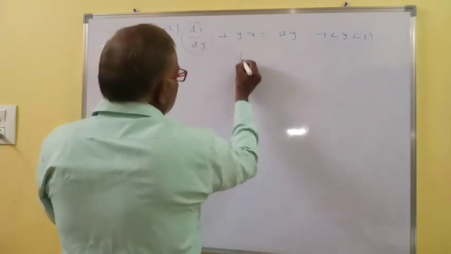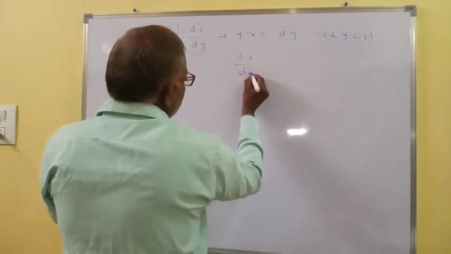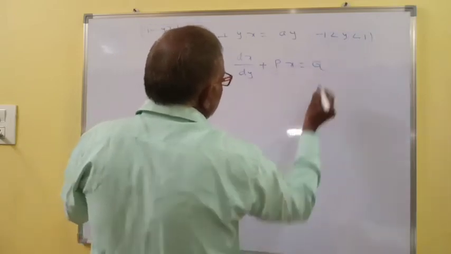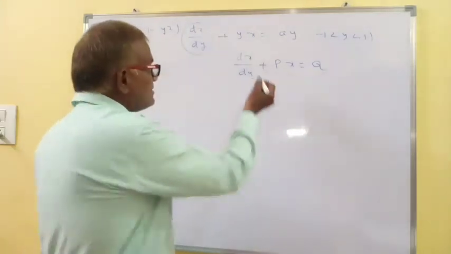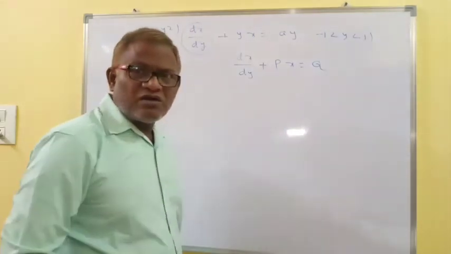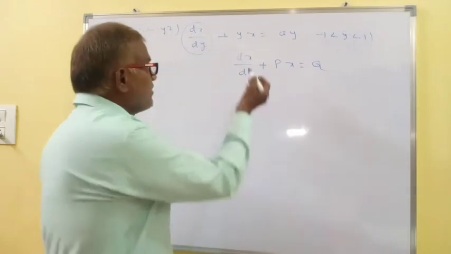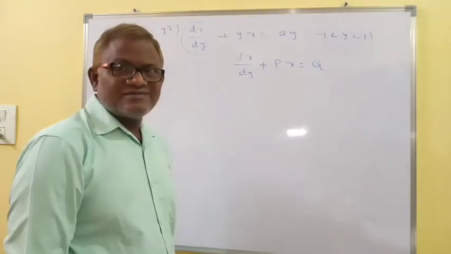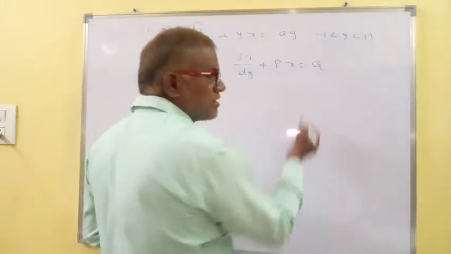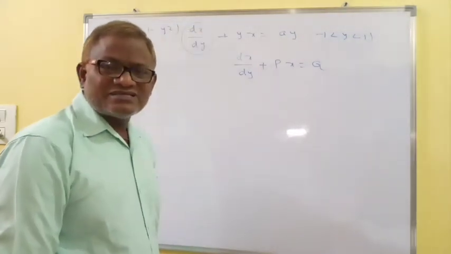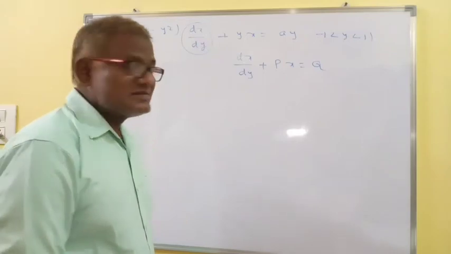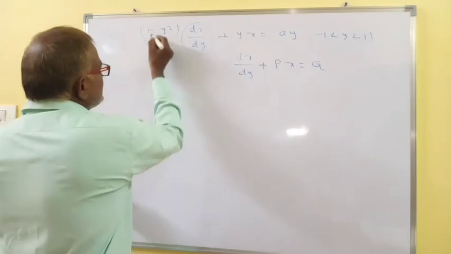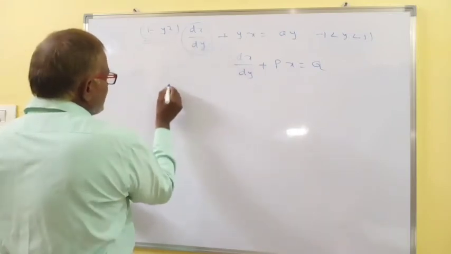Here you see dx/dy + Px = Q. We should transform the given differential equation into this form, dx/dy + Px = Q. Here P and Q are functions of y. That's why this is called linear in x. First of all, what you should do is simply divide throughout by 1 minus y squared.